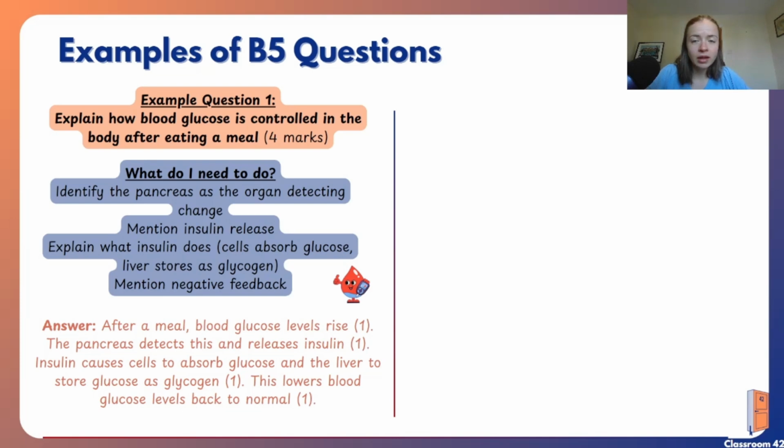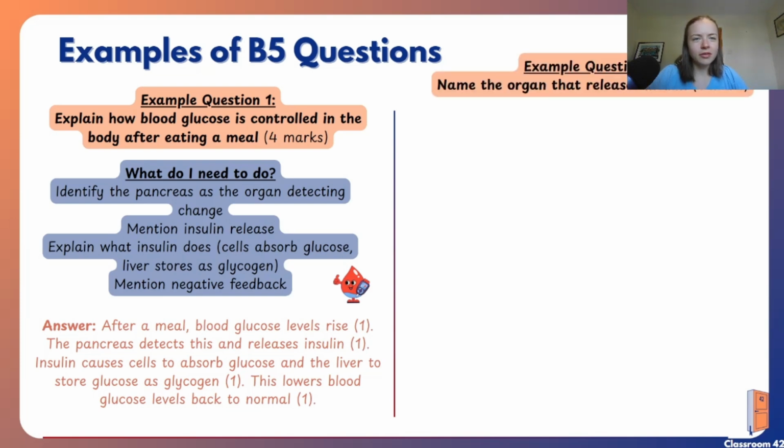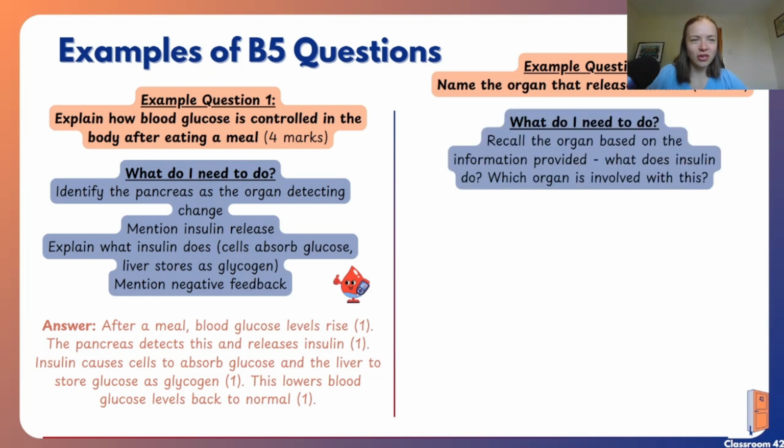You can't see that one here because I think I'm in the way, but the question is name the organ that releases insulin. So here, I know we've just seen it on the last question, but what you would do if you haven't seen the question before is recall the organ based on the information provided. So what does insulin do and what organ is involved with this?